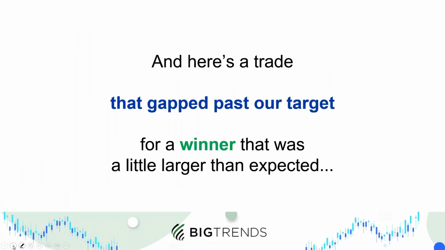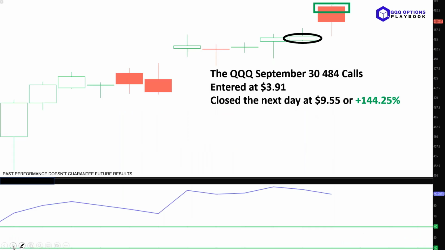Now here's a trade that gapped past our target for a winner that's a little larger than expected. Now, as I said, I've been trading for several decades. Gaps can work against you and they can work for you. So let me show you an example of where a trade gapped in our favor. Entered at 391, closed out at 955 for 144.25%.